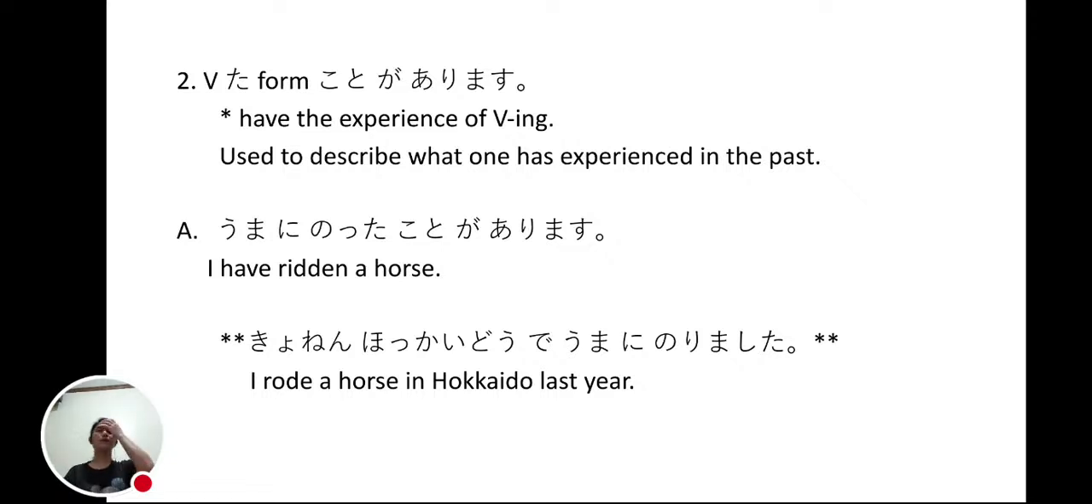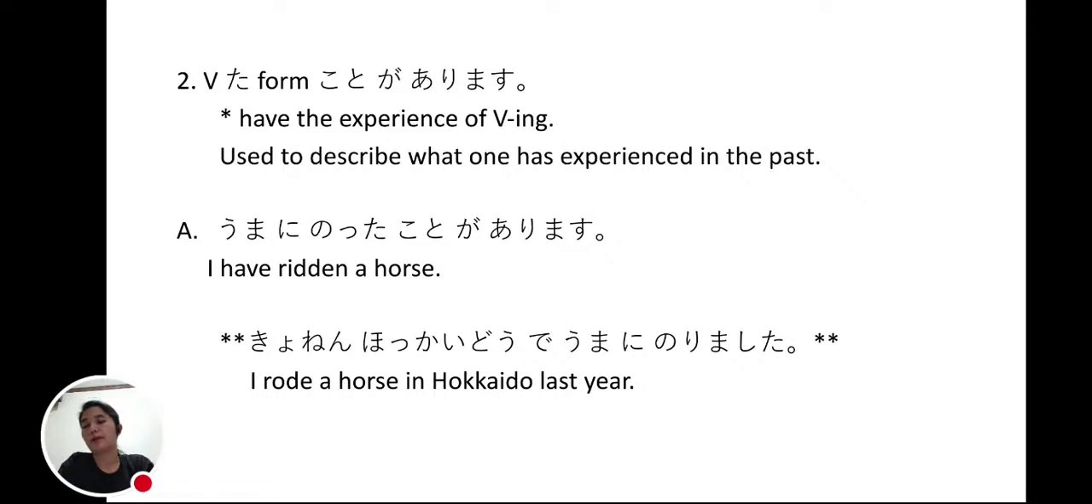Hi, Alkasang. So we have someone from India. So we are in this sentence pattern, okay? Ta koto ga arimasu. Please don't be confused with these two. It's different. The other one states the fact that you did something at a certain time in the past. So, I rode a horse in Hokkaido last year. Kyonen, Hokkaido de uma ni norimashita. It's different from saying that you have experienced something. Oh, I have ridden a horse. Uma ni notta koto ga arimasu. Hi, konbanwa, Lexi-san.